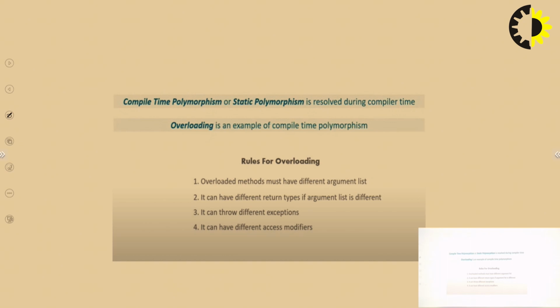Compile time polymorphism, or static polymorphism, is resolved during compile time, and overloading is an example of compile time polymorphism. What are the rules for overloading? Overloaded methods must have a different argument list. It can have different return types. If the argument list is different, it can throw different exceptions. It can have a different access modifier.